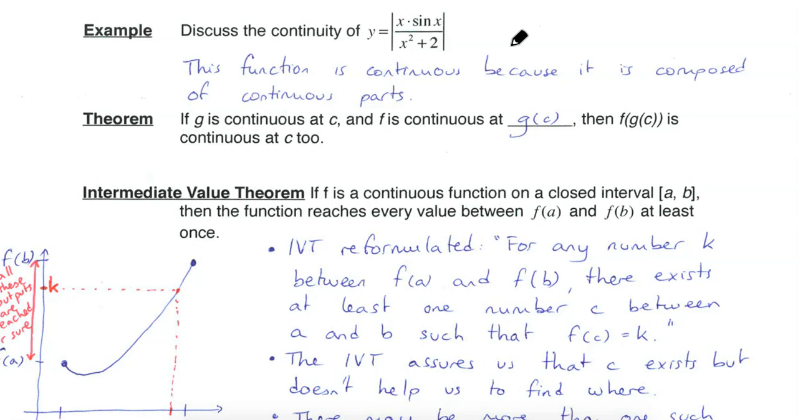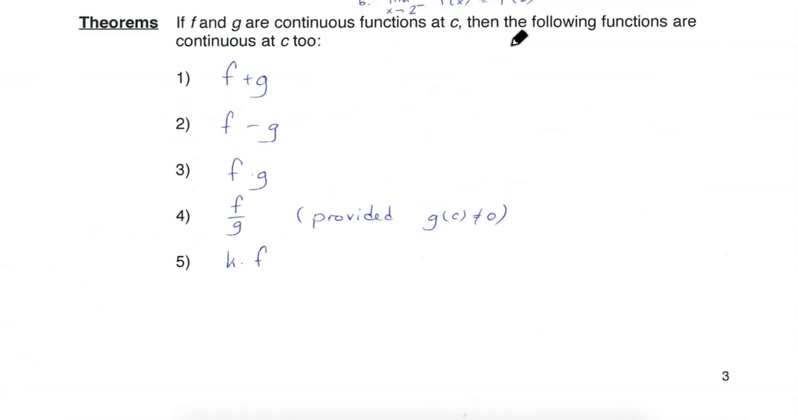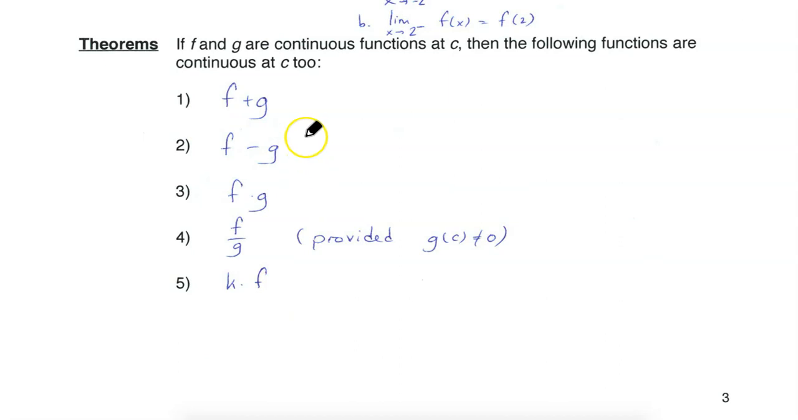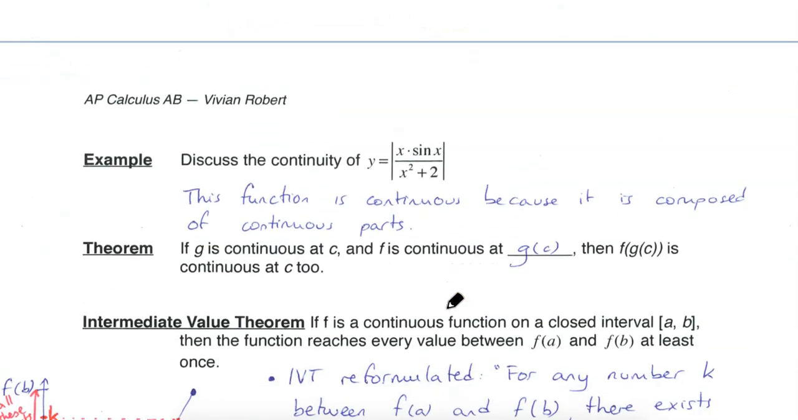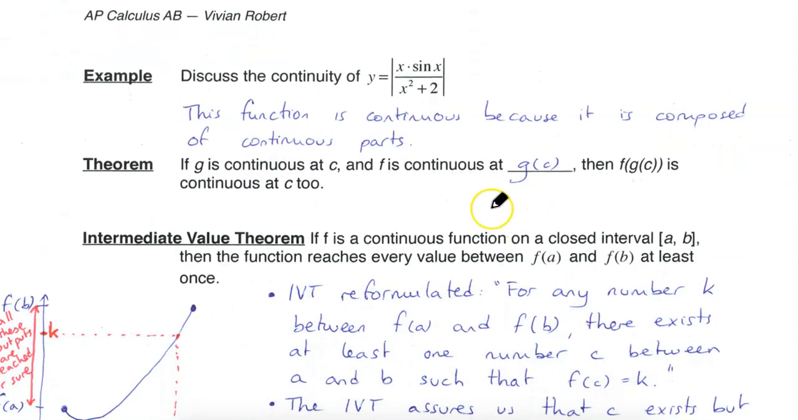Finally, the list above didn't include compositions of functions, but compositions of functions are also continuous. There's just a little bit of a subtlety. G needs to be continuous at c, and f needs to be continuous at g of c in order for f of g of c to be continuous.